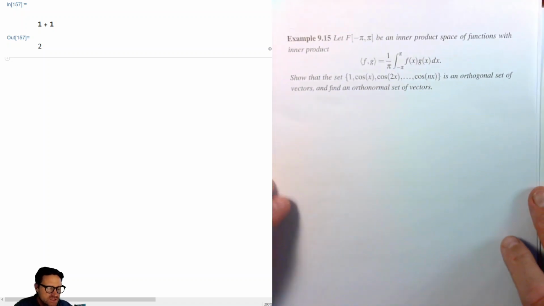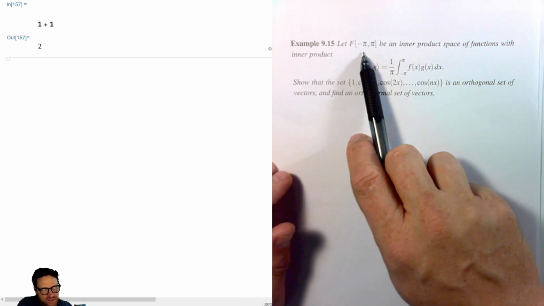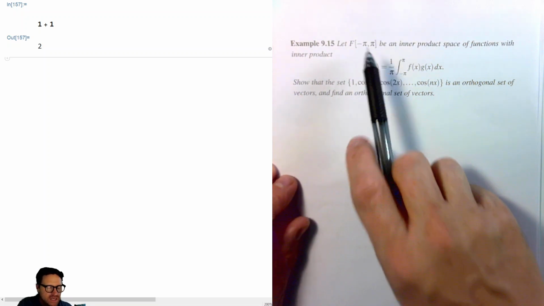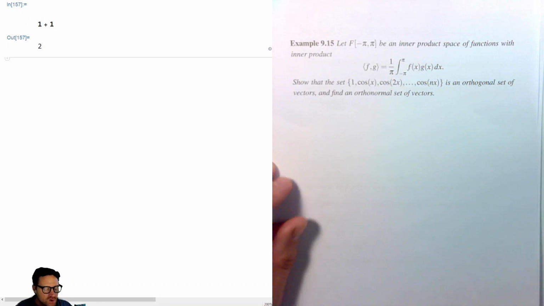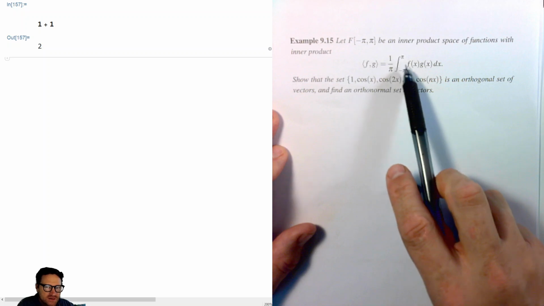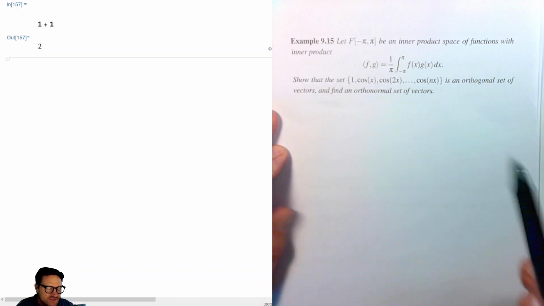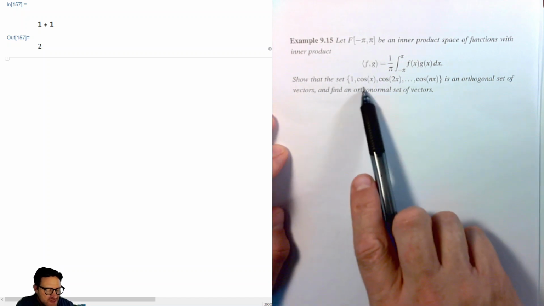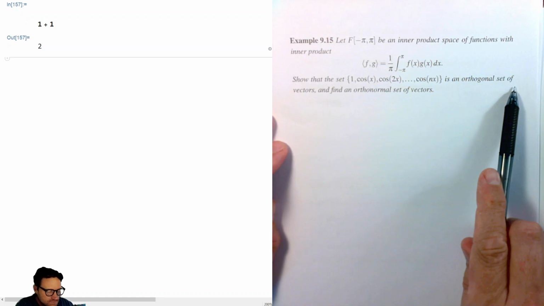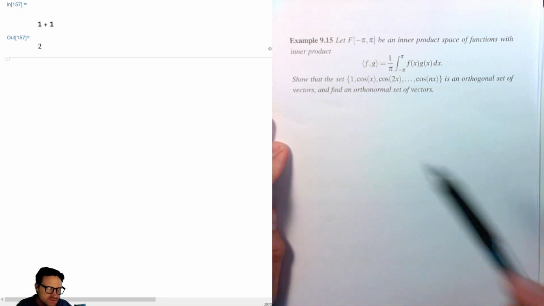On this page, let this be a vector space of functions on the interval minus pi to pi. Let this be an inner product space of functions with inner product given by 1 on pi times the definite integral of the product of f and g. Show that the set is an orthogonal set of vectors, and find an orthonormal set of vectors.